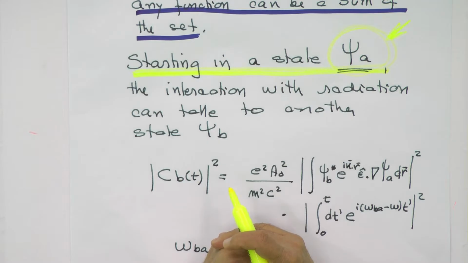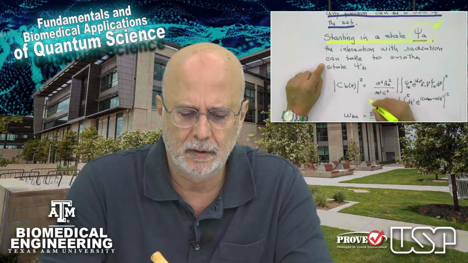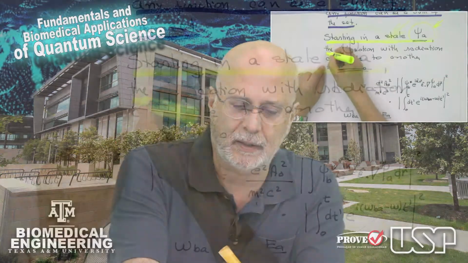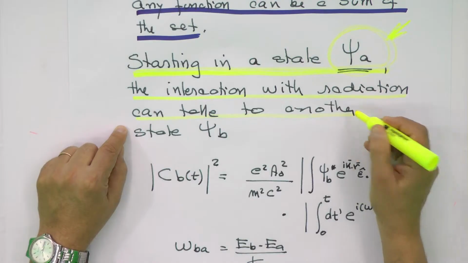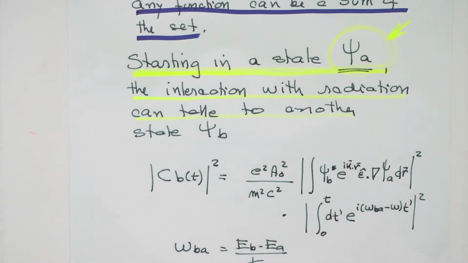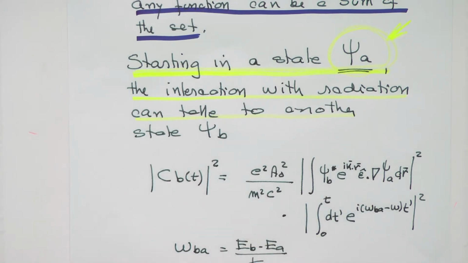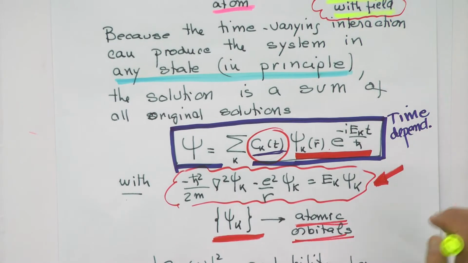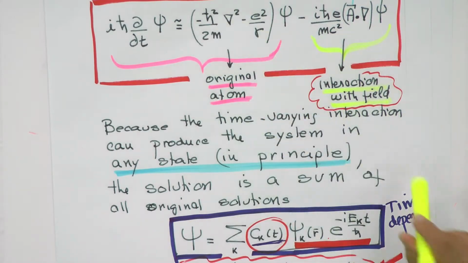And what we're going to do now is turn on the radiation, or start to consider the radiation. And the radiation can take you to any other state. So even though I'm not going to do the full calculation, I'm going to show you how you do it. You just take this solution and plug it into this equation.